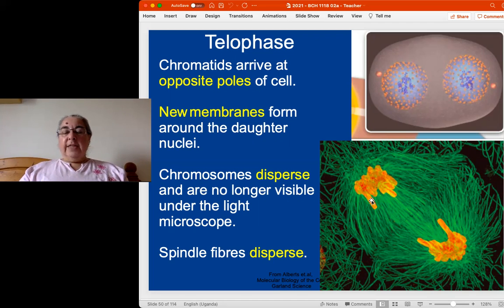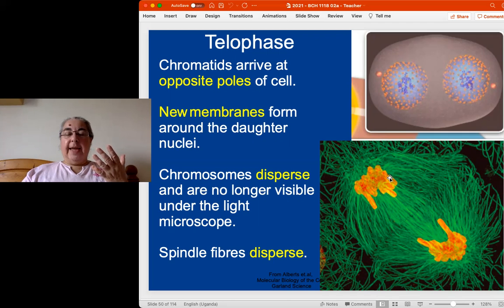The condensed form of the chromosomes also breaks down so that the chromosomes become dispersed again. They return to being the more open form of chromatin, so that they're no longer so visible as condensed structures like this under the light microscope. The spindle fibers, the microtubules here, break down and disperse. They return to being monomer forms of the protein. We'll talk about that later.